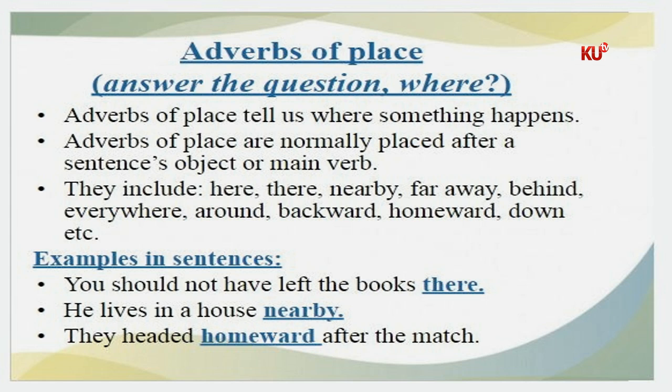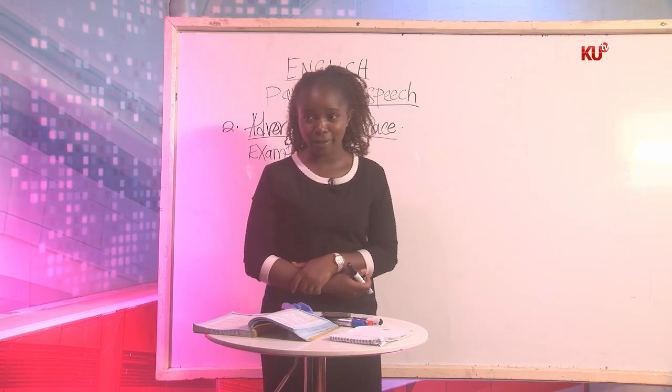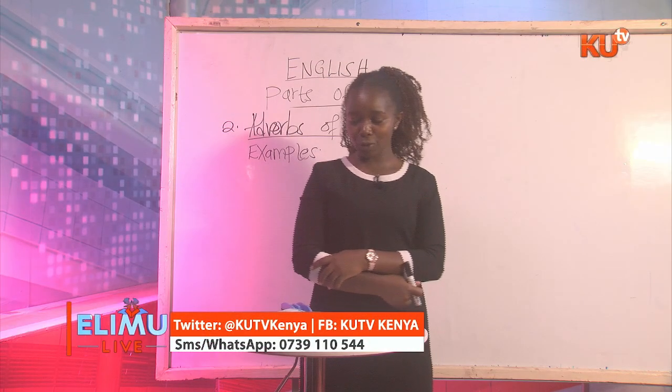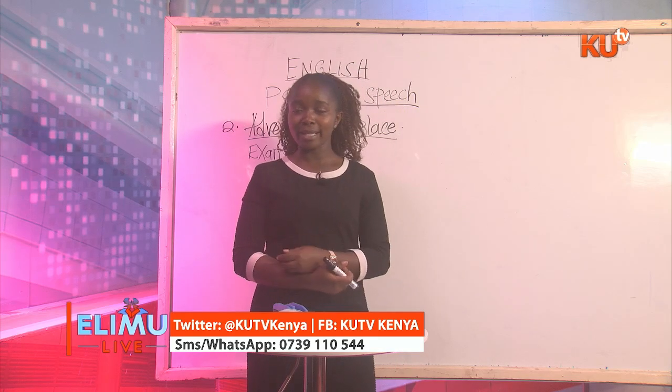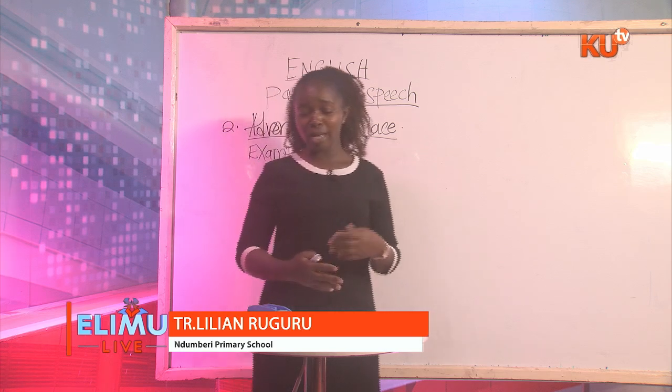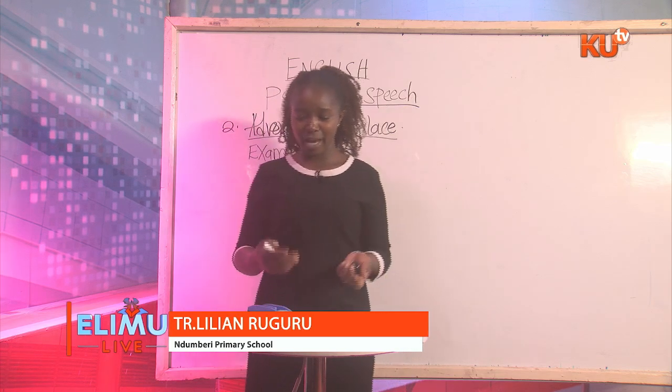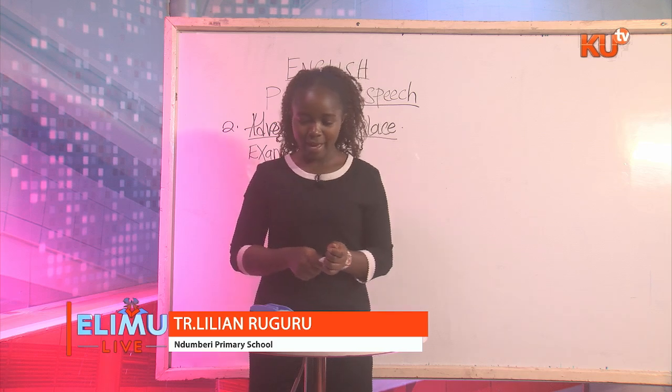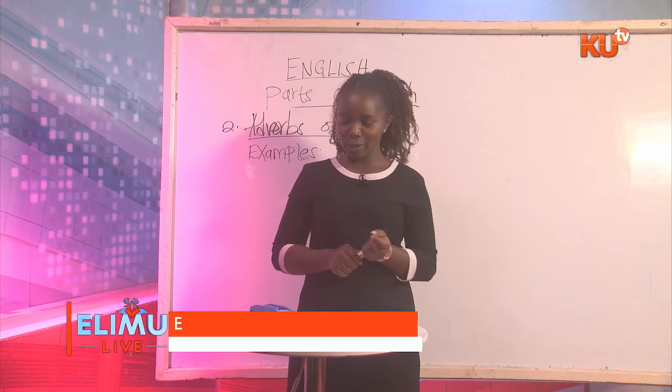Our third example is, they headed homeward after the church. Our adverb of place here is homeward, because it is explaining where something happens. So, students, I hope you have understood about adverbs of place. They explain where something happens, and some of the examples we have said include nearby, there, down, homeward, including others.